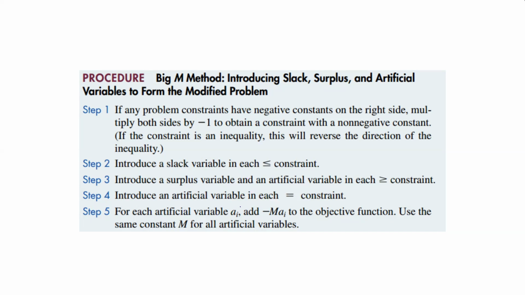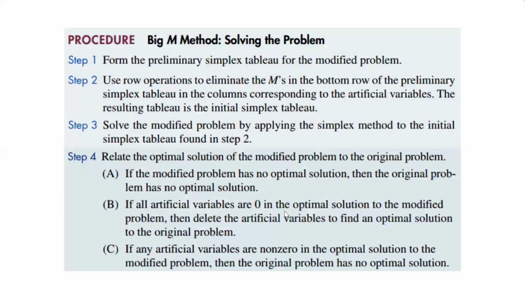Now, for the artificial variables A_i, we're going to add a negative M A_i to the objective function. So we're going to subtract M times A_i basically. And then we're using the same constant M for all artificial variables. So again, that's just going to be kind of a standard. It's just going to be like 10 to the 6 or some huge number. It doesn't really matter what it is.